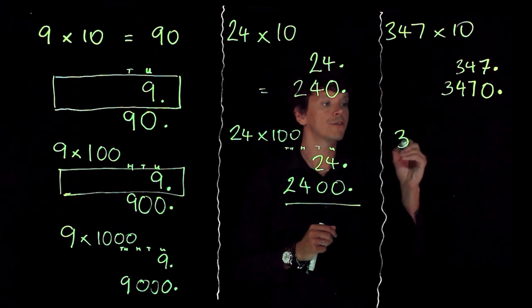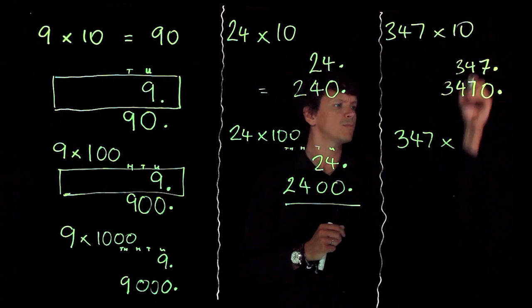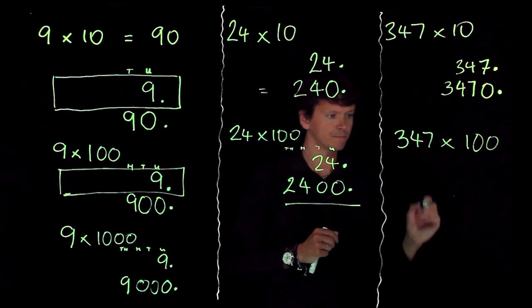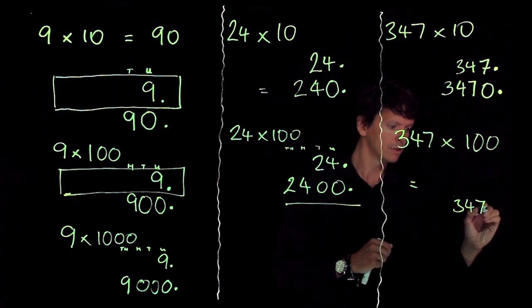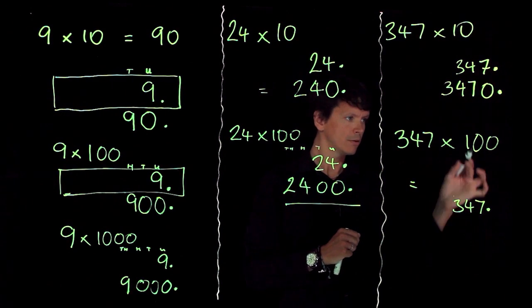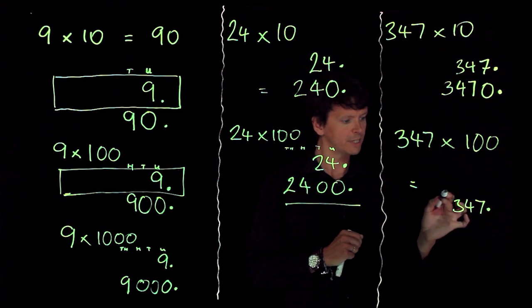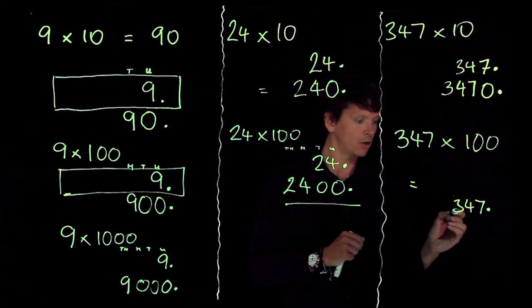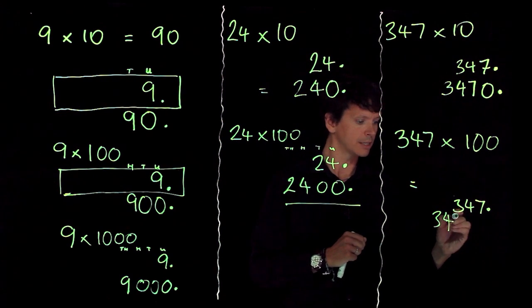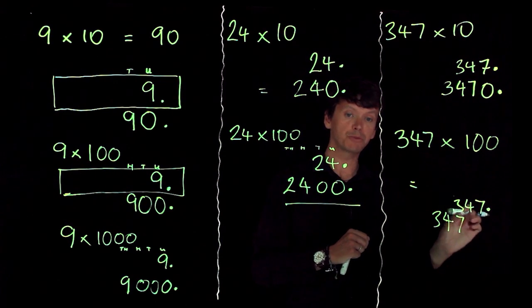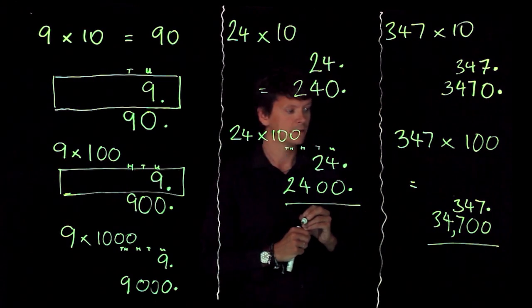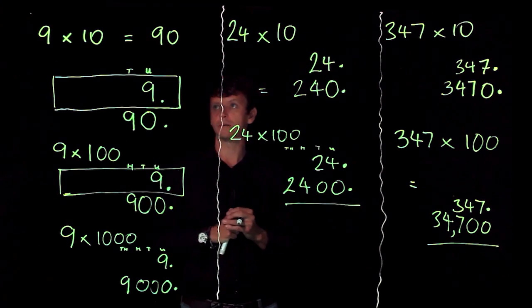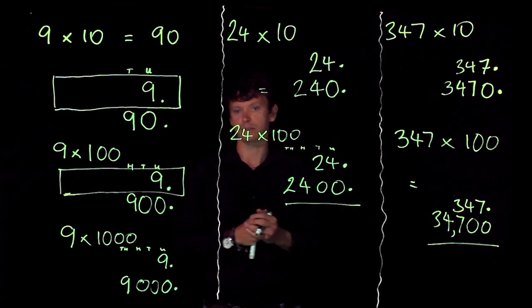So just to finish off, 347 times 100. Okay, there's our 347, our decimal point. 2 zeros, 100. We're shifting everything 2 places. So our 3 is going to shift to here, our 4, our 7, and we've created 2 spaces now, which we're just going to fill in with zeros. 34,700. And that is multiplying by 10, 100, and 1,000.